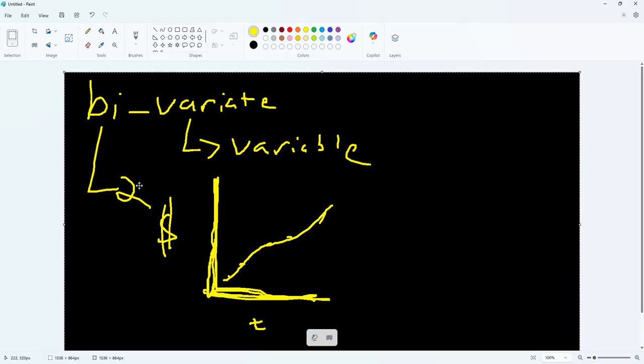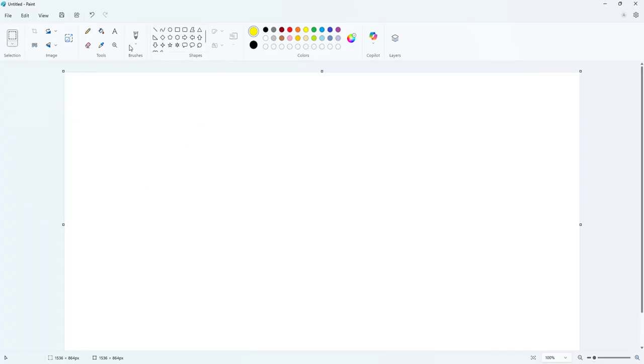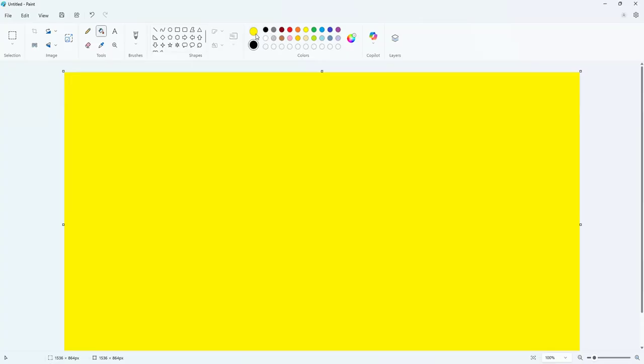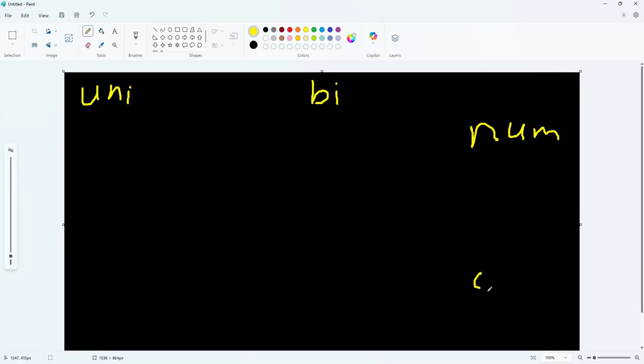Two variables. So put these two different groups of describing things together. I gotta stop doing that. Turn black. You get either univariate data or bivariate data, which is numerical or categorical.